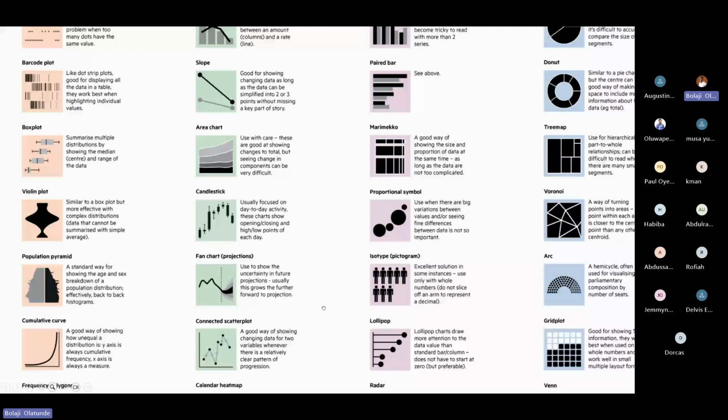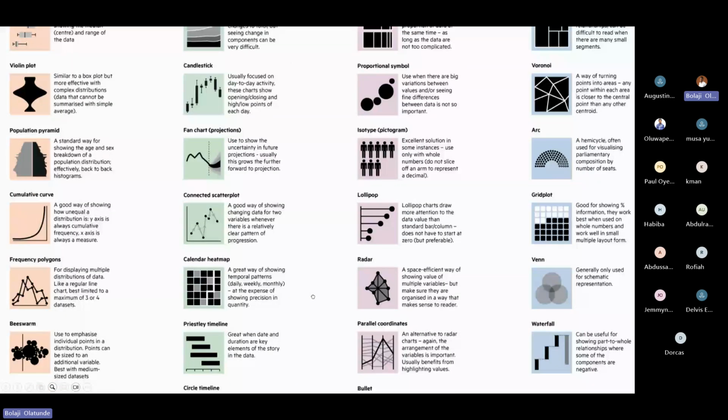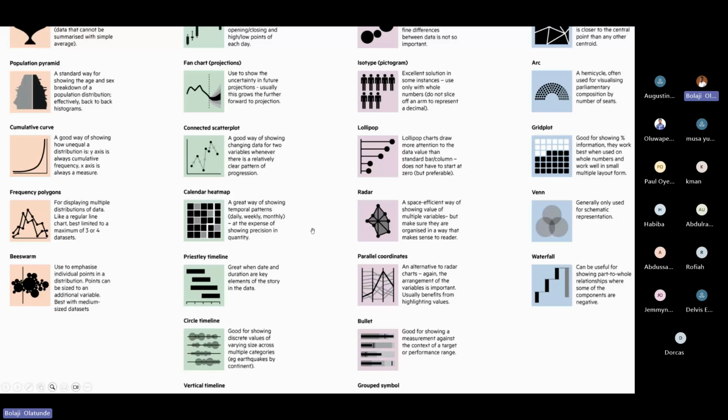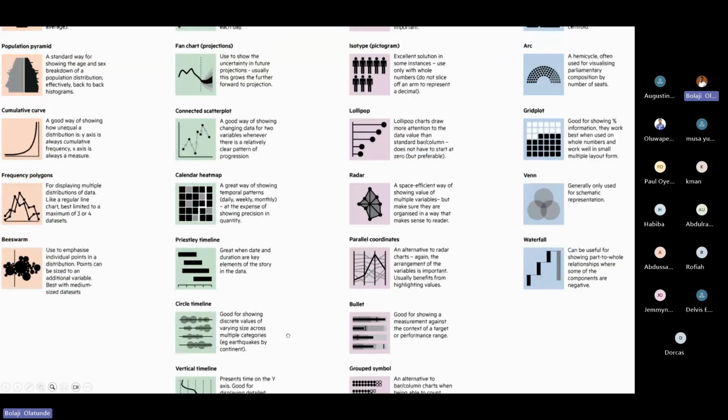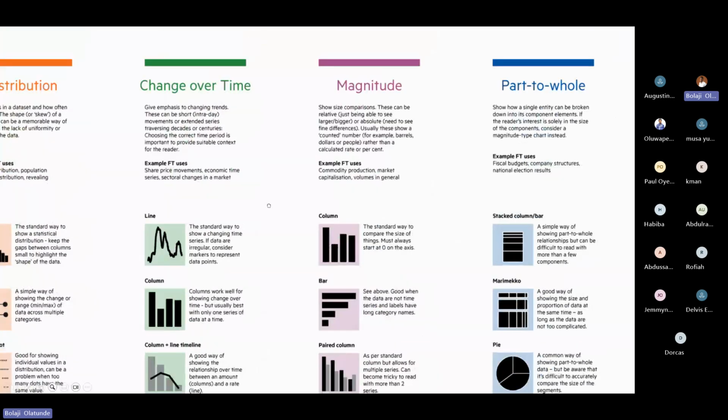You even have the calendar heat map, right? Where you have a calendar as a background, right? And then the boxes are the specific days of the month. You can show trends with that as well. We have the Priestley timeline, which you can use to do some project management stuff, right? You have circle timeline, you have vertical timeline, you have a lot of ways to visualize. This is just what changes over time, right? A lot of ways to visualize changes over time.